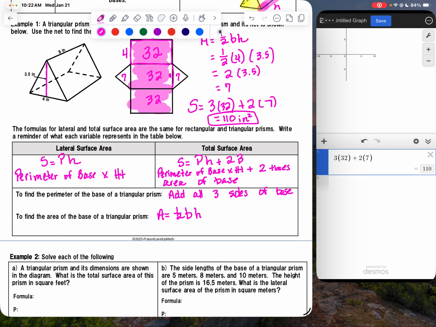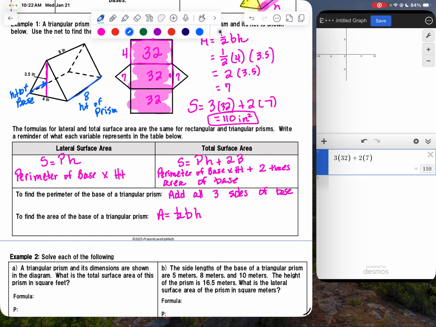Now, what gets a little confusing is in a triangular prism, there's 2 heights. There's the height of the base that's shown right here in this 3.5. And then, let me grab a different color. There's the height of the prism, which is this. So I'm going to put height of prism. And this is height of base.